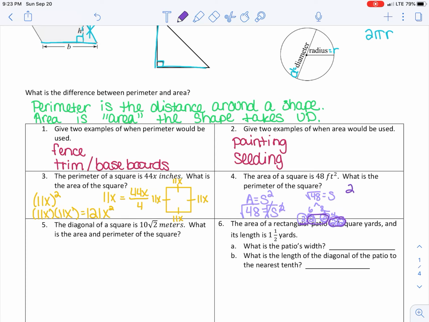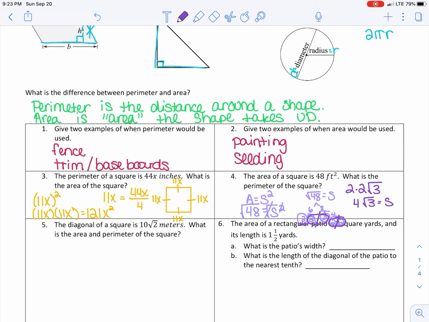So I need to bring a 2 from my first pair out, and I need to bring another 2 out. And then I'm going to leave that loner 3 underneath the radical. So I end up with 4 root 3 is equal to s. But we weren't told to solve for one side. We were told to find the perimeter.